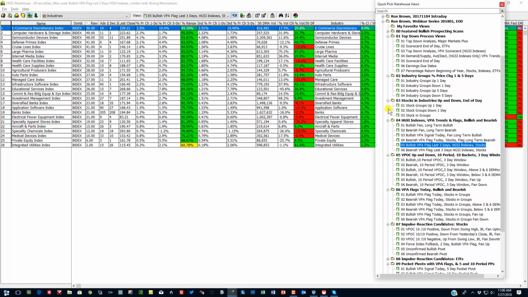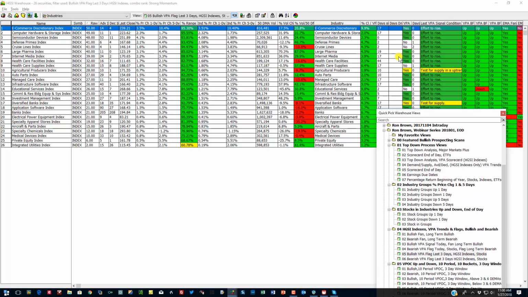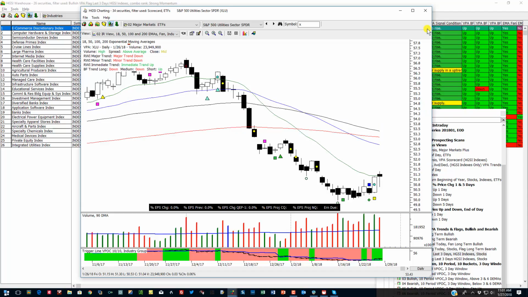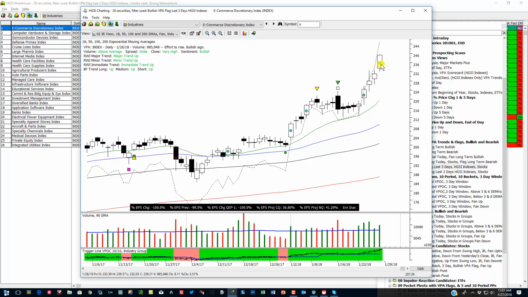So you can use these views to apply to industries to see when you're getting a VPA signal. E-commerce discretionary, I'll move this out of the way. You can see the VPOC was up, well, it turned positive, I should say, 18 days ago. 0 is always a crossover day, but yesterday there was an effort to rise, and if I bring the chart up, you will see that effort to rise. And here was an effort to rise 4 days ago.